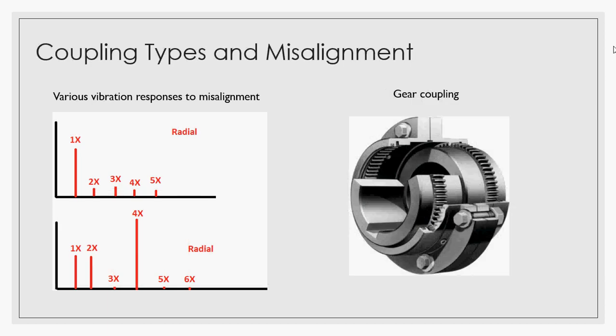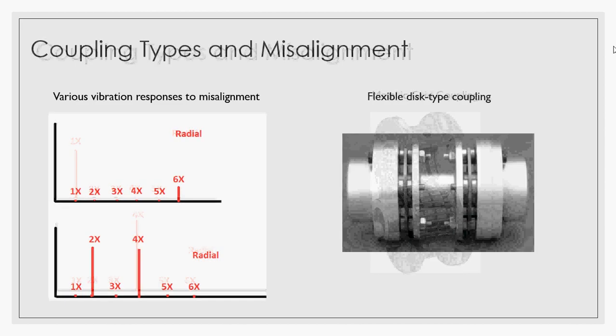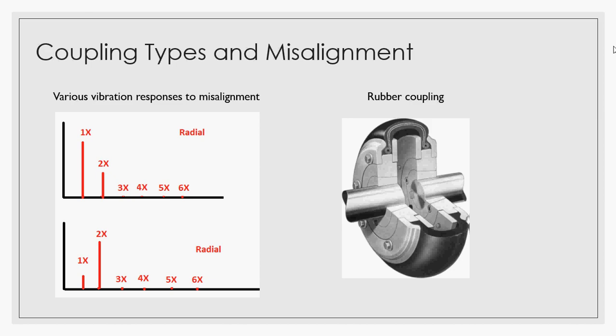On the gear coupling, you can see high 1x with little amplitude harmonics, and you can see 1x and 2x with moderate amplitude and high amplitude 4x. On the metallic grid coupling, you can see high amplitude 1x with very minor amplitude for the harmonics, or you can see just high amplitude at the 4x. On the flexible disc type coupling, you can see minor 6x, or you can see high amplitude at the 2x and 4x. On the rubber coupling, you can see 1x and 2x, and it can be 1x higher than the 2x or the 2x higher than the 1x.